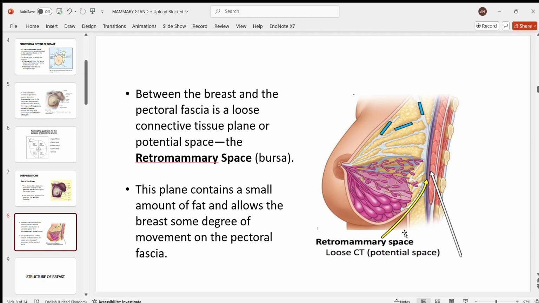Now, what is retromammary space? As we can see in this picture, the area that is between the breast and the pectoral fascia, there is a space which is called the retromammary space. And what is the function of the space? This space allows the breast to move freely against the chest wall.